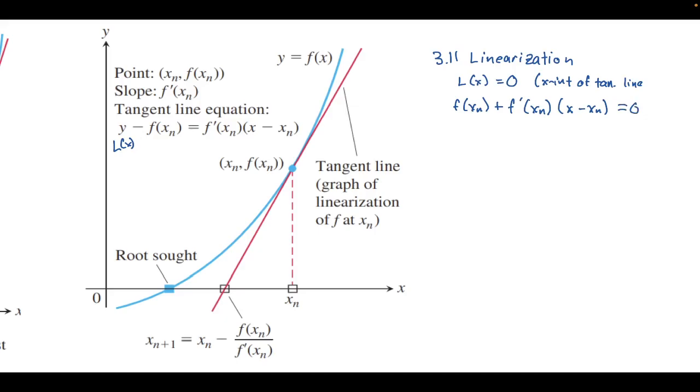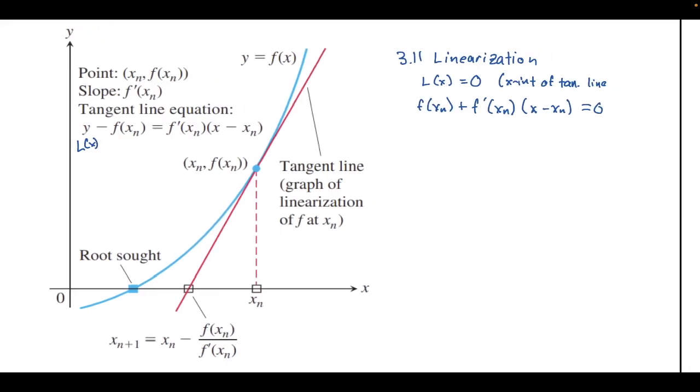Okay, let's go ahead and solve this for x now. To solve that for x, we're going to do a couple things. We're going to subtract that over to the right-hand side, and then we'll divide by f prime. So what will that give us? x minus xn is equal to, let's see, we would have the minus f of xn in the numerator. Then we divide that by f prime of xn.